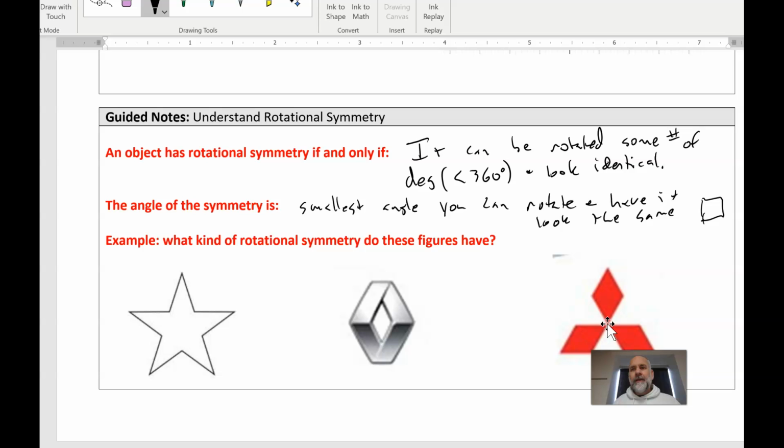People say, yeah, it also has 180 degrees. But when we ask what kind of symmetry it has, we focus on the smallest angle that you can find.